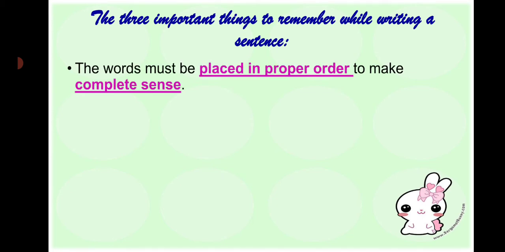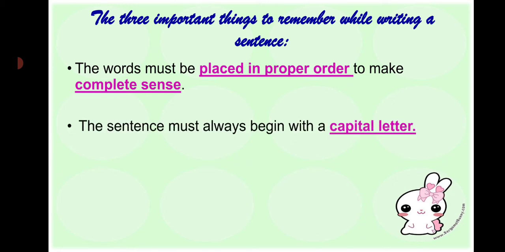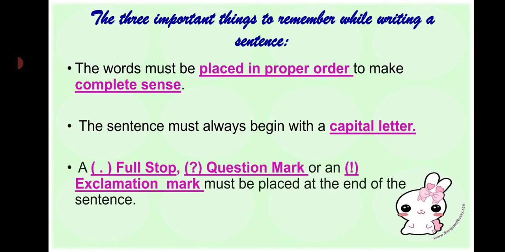The words must be placed in proper order to make complete sense. The sentence must always begin with a capital letter. A full stop, question mark or an exclamation mark must be placed at the end of the sentence. To write a complete sentence, these 3 rules are very important.